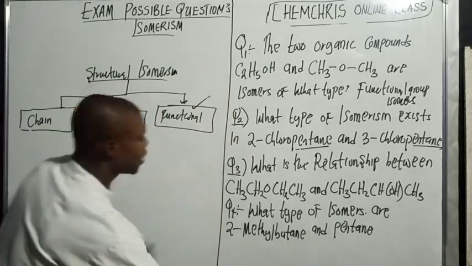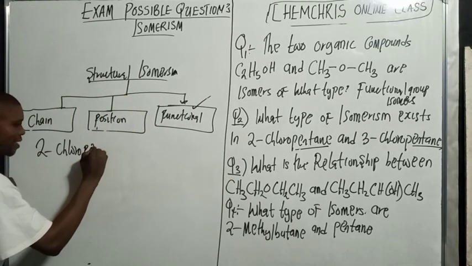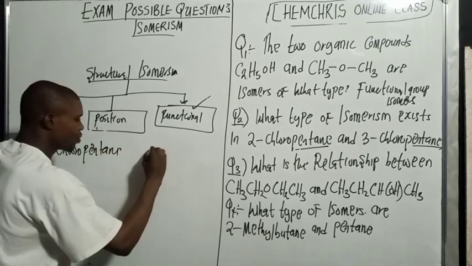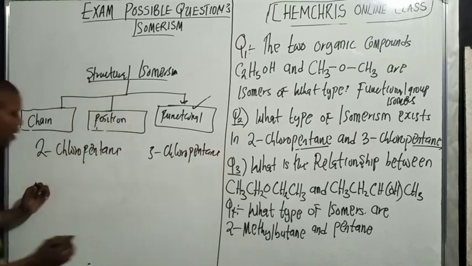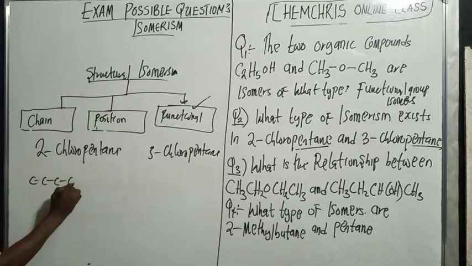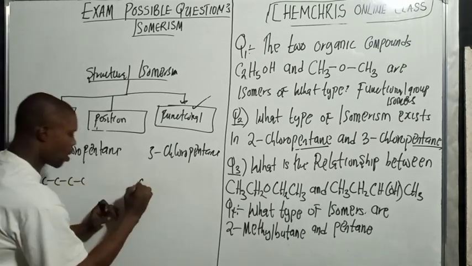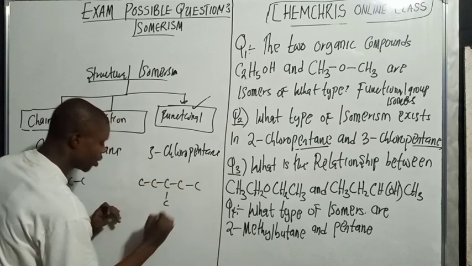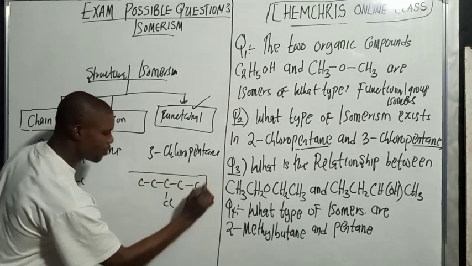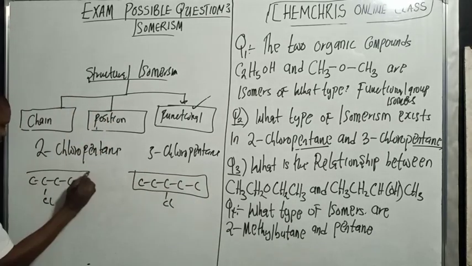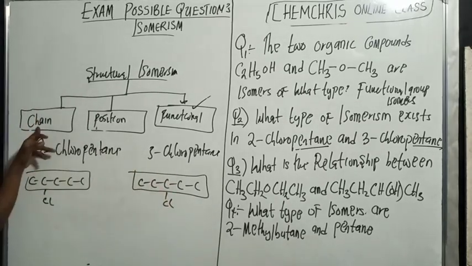So here we have 2-chloropentane, and here we have 3-chloropentane. Pentane, like this: 1, 2, 3, 4, 5. Here at carbon 2, I have a chlorine. Here we have 1, 2, 3, 4, 5, and here we have chlorine. Do you understand? So they have the same parent chain. But if they have the same parent chain, it cannot be chain isomerism.